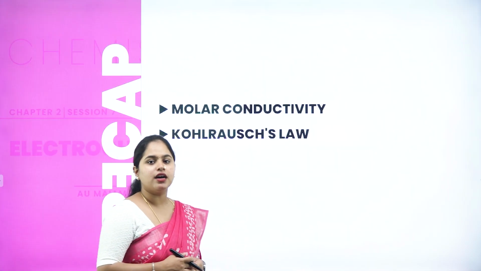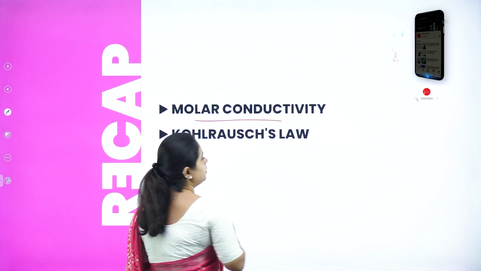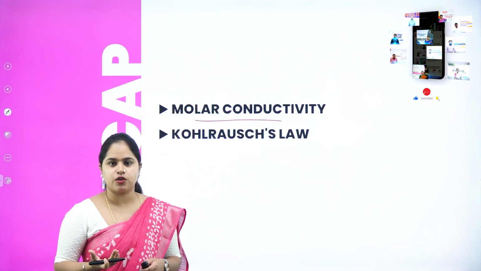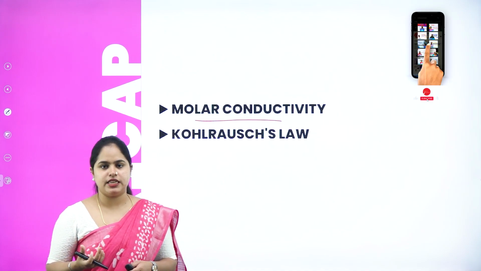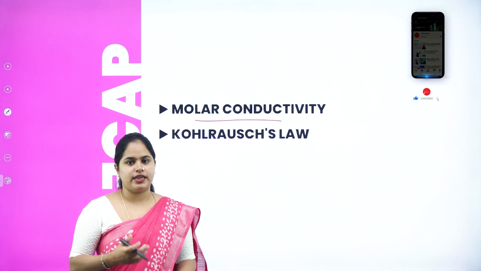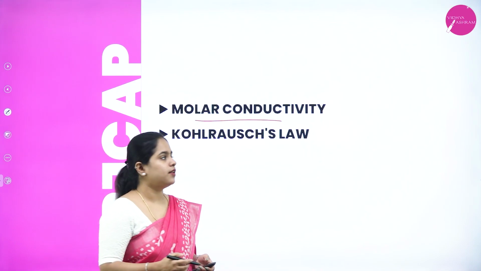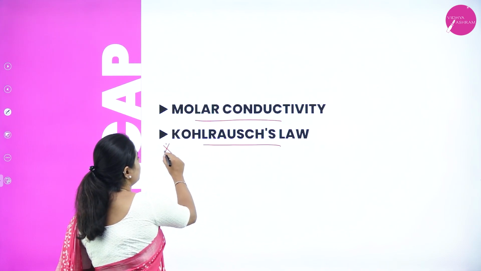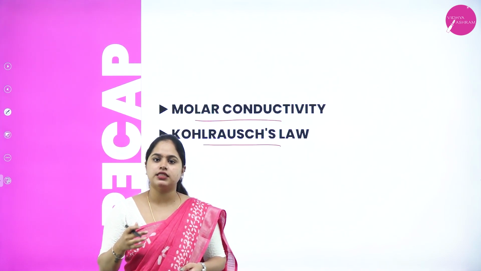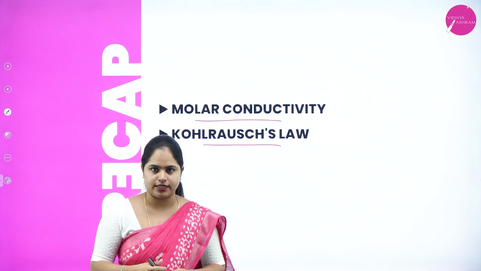In the last session, we studied molar conductivity, the equations to calculate molar conductivity, and how molar conductivity varies in weak electrolytes and in strong electrolytes as well. Then we also studied the important law, which is called Kohlrausch's law, using which we can calculate the limiting molar conductivity of weak and strong electrolytes.